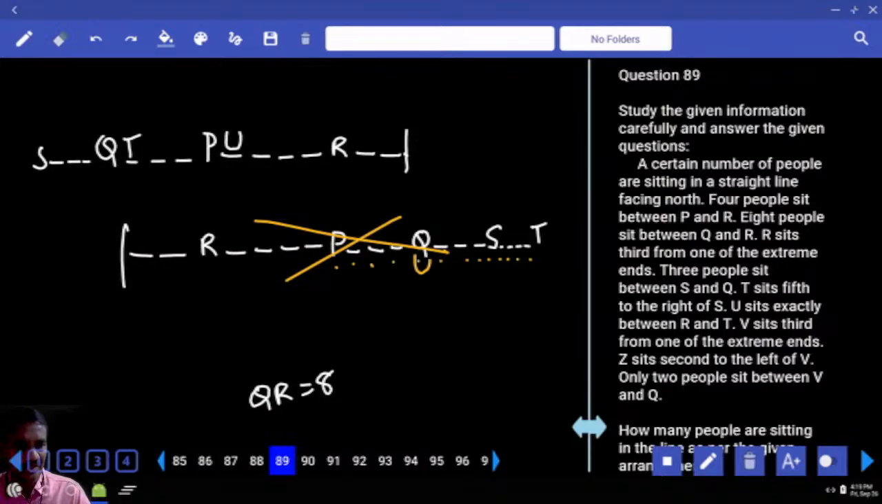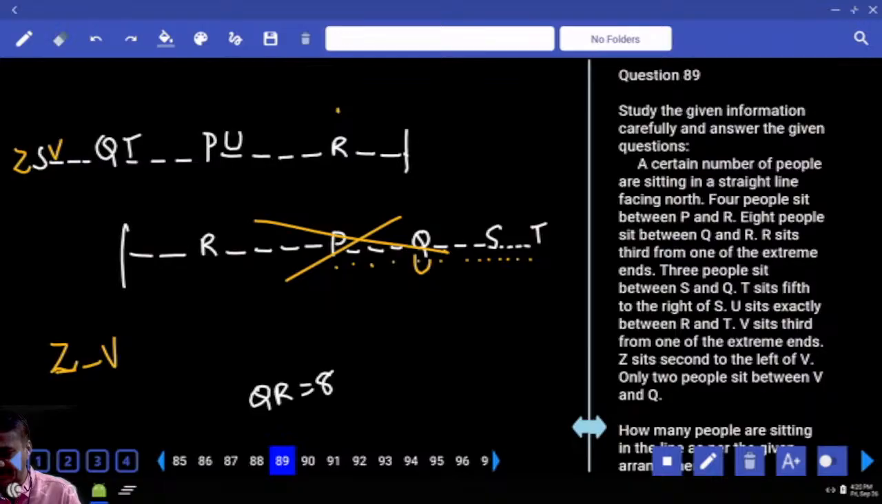Then next one. And V sits at one of the extreme ends. V cannot be at the right extreme, must be at the left extreme. Then Z sits second to the left of B, Z is here. Z is first from the left end. And only two people between V and Q. Now in between V and Q, two people. V is here, Z is here. Done?